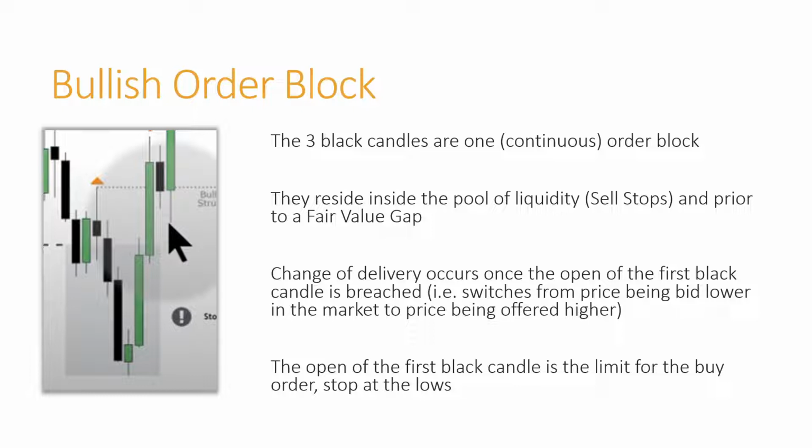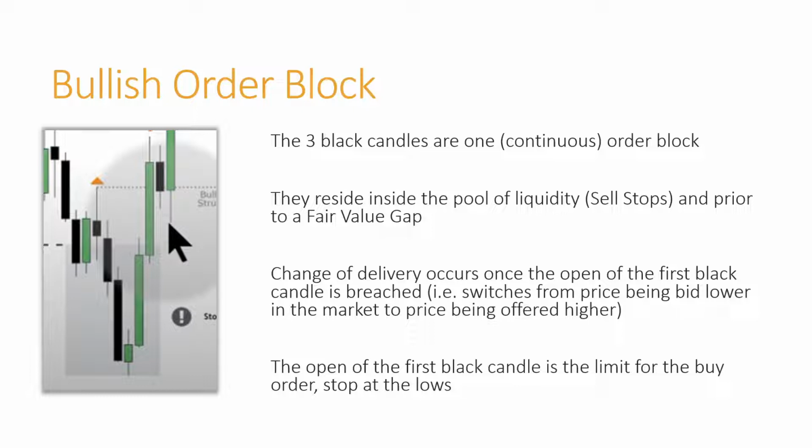So you'll notice that the candle we're talking about, which is the first candle in the order block, is also the high of the swing high pattern, or that short-term high. And that's then breached by that 3rd green candle to create the new higher high. And so this is where a change of delivery occurs. This is where our shift in market structure occurs.